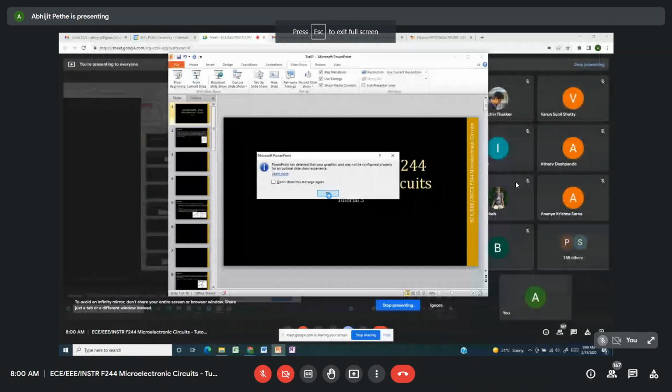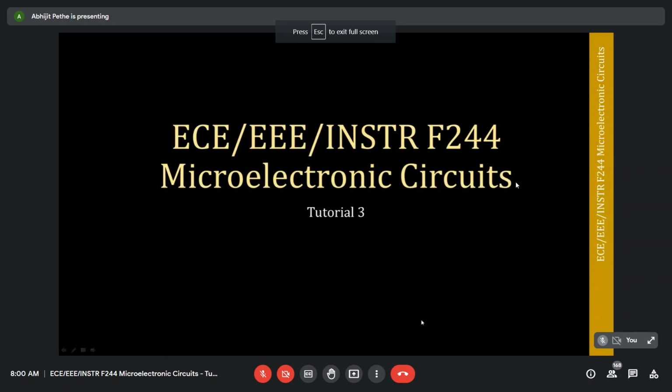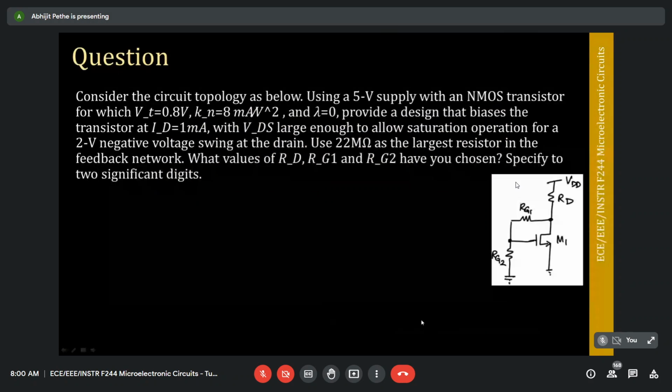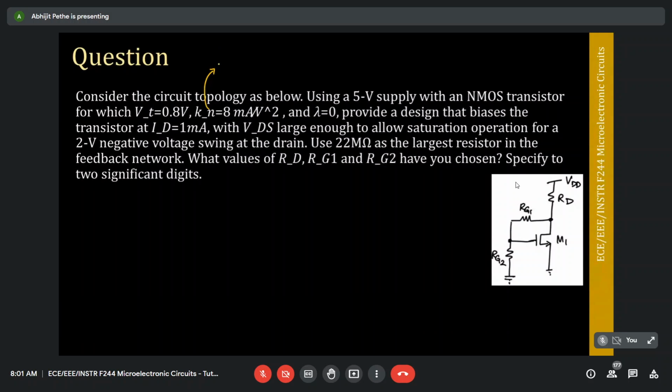All right, let's start with the first question. Consider the circuit topology given below, using a 5-volt supply with an NMOS transistor for which VT is 0.8 volts, KN. KN here means the size is also given. Remember, KN prime is mu n Cox. So KN basically means mu n Cox times W by L, which is given to be 8 milliamp per volt squared, and lambda is given to be 0.